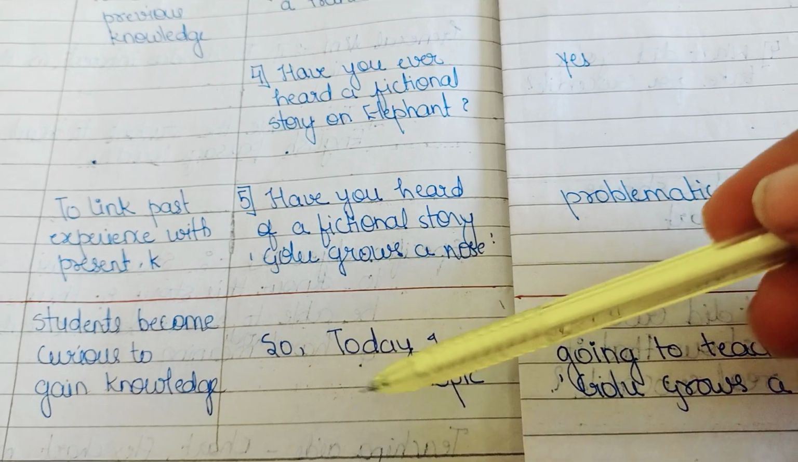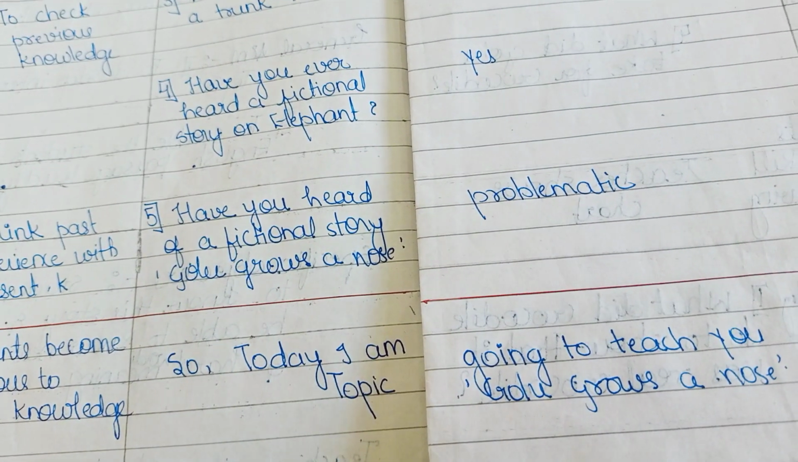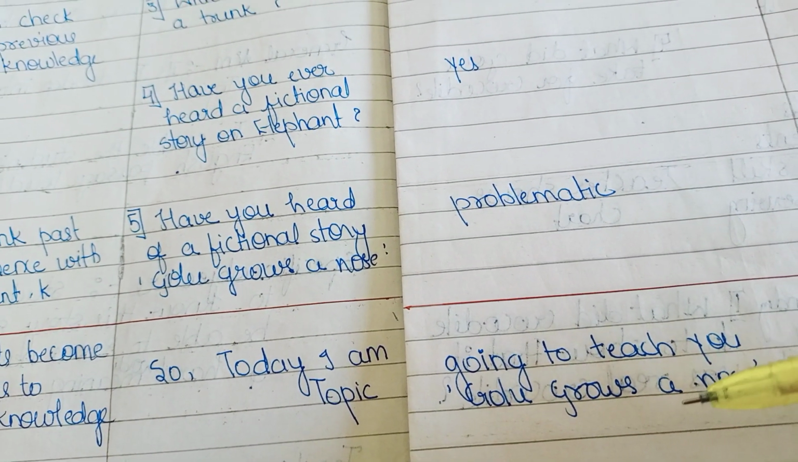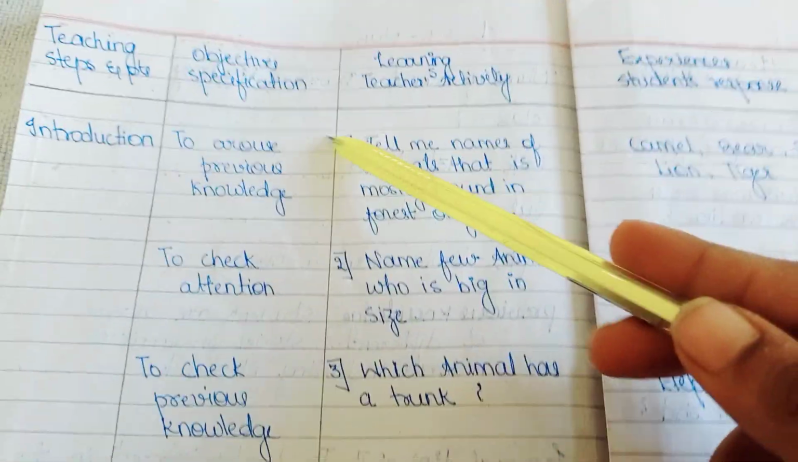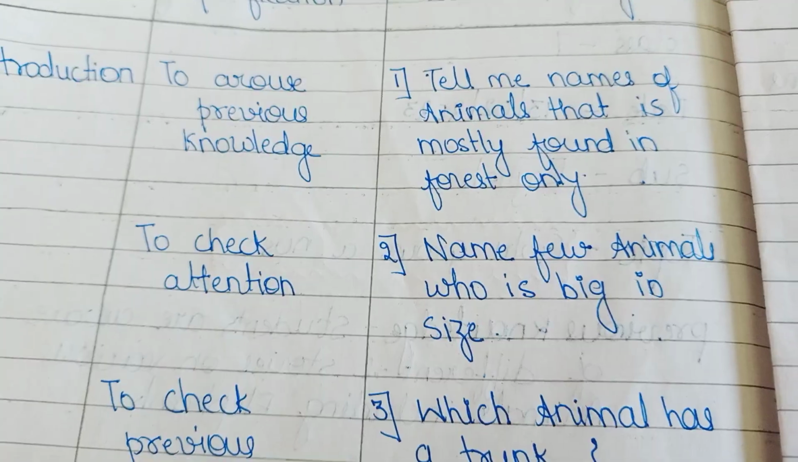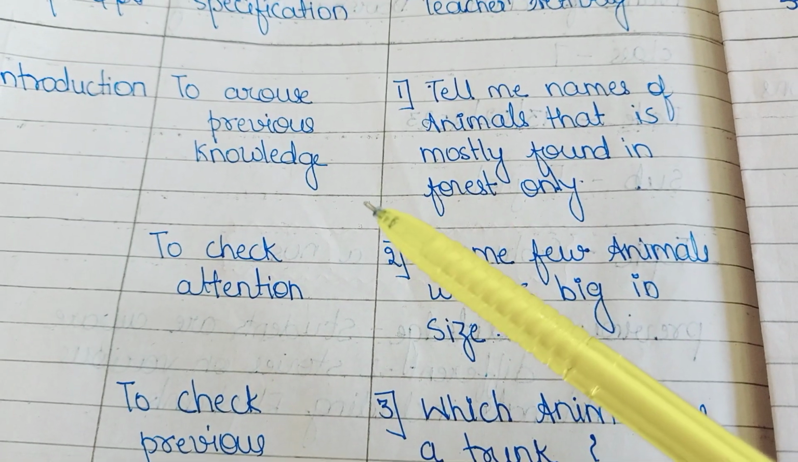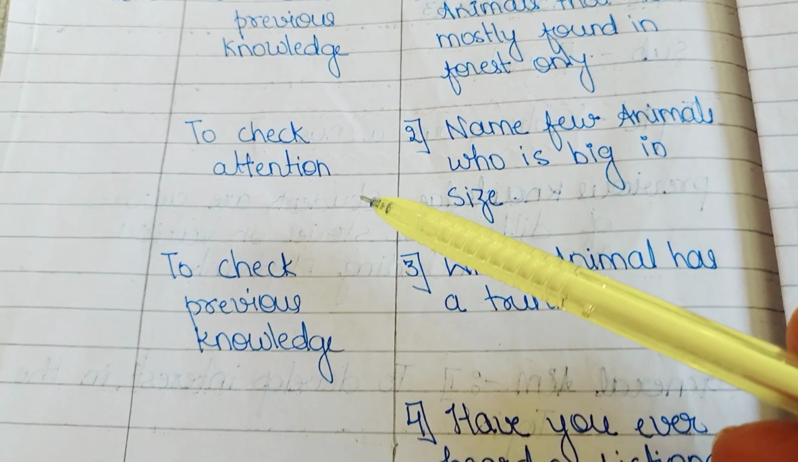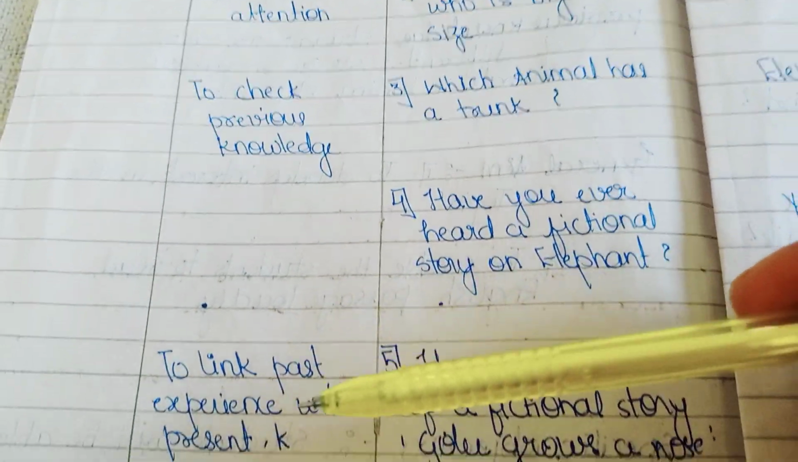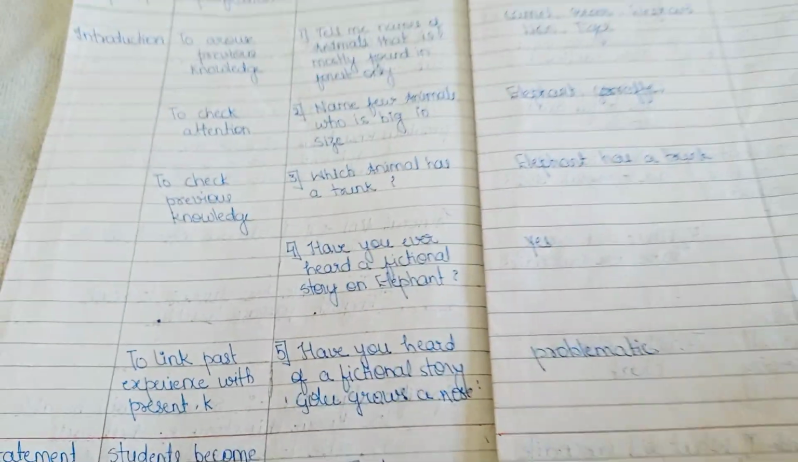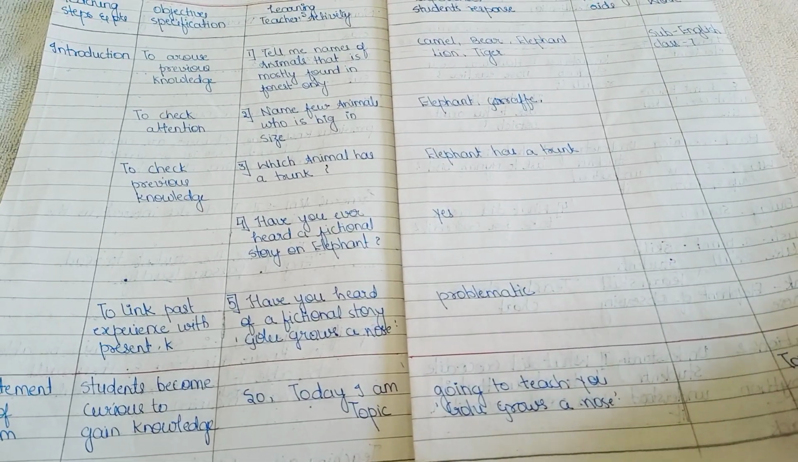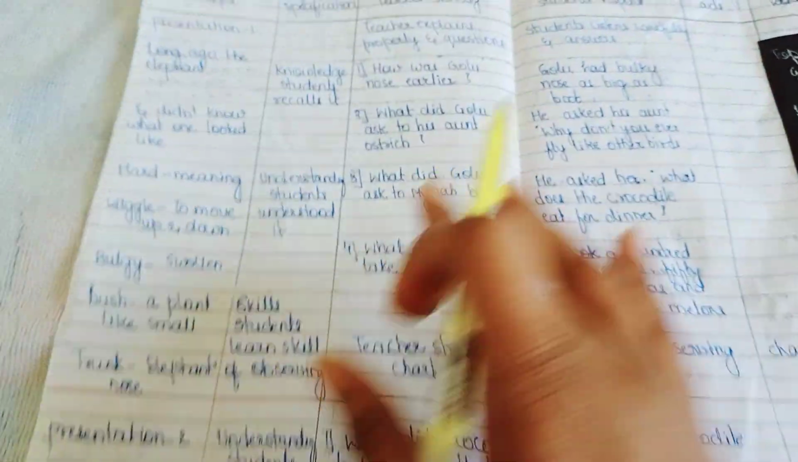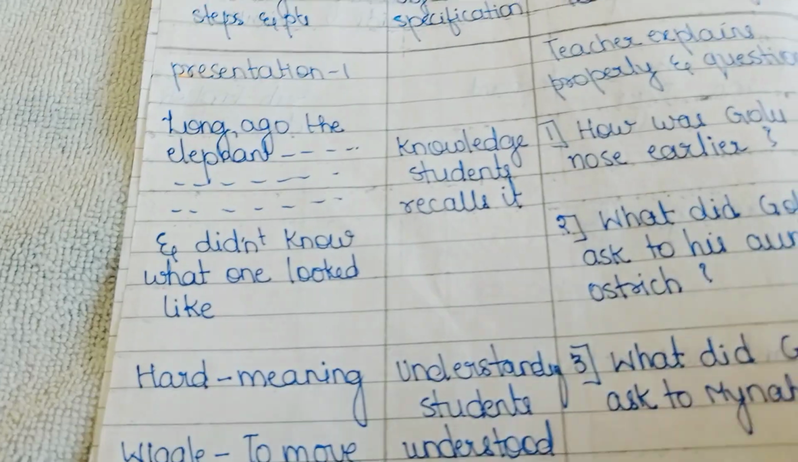After that we have to say to students, today I am going to tell you the story of how Golu grows a nose. And here you can see objectives and specifications. Here you can see to arouse previous knowledge, to check previous knowledge, to check attention, to link past experience with present knowledge. And this is the overall look of our lesson plan you can see here. Okay. After that, presentation 1 you can see here.